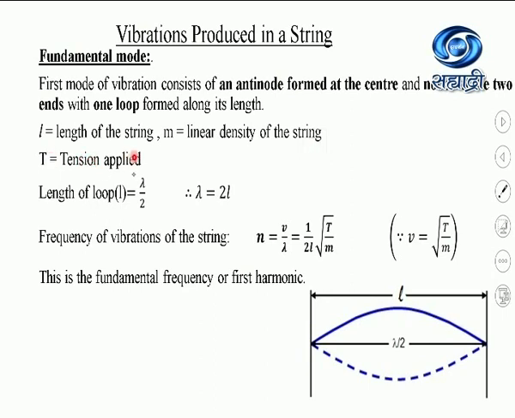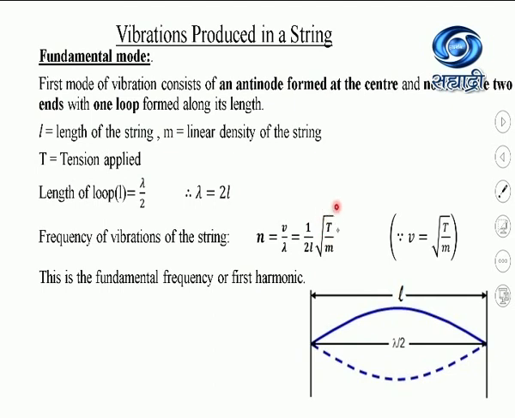T is the tension applied due to stretching, and this tension is acting on the string. Now the length of the loop, small l, is equal to lambda upon 2, so lambda is equal to 2l. For the frequency of vibrations of the string, V is equal to n lambda, so n is equal to V upon lambda.